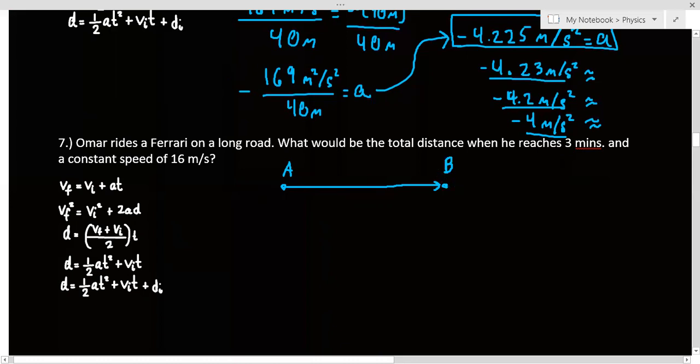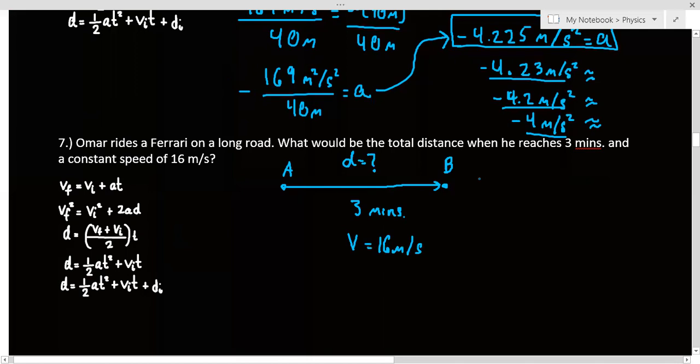Suppose, after 3 minutes, this is the whole distance that he covered. This is the whole distance he covered within 3 minutes. So we will use this diagram, or sketch, once the Ferrari drives a long distance and reaches 3 minutes. And at that time, he has a constant speed of 16 meters per second.